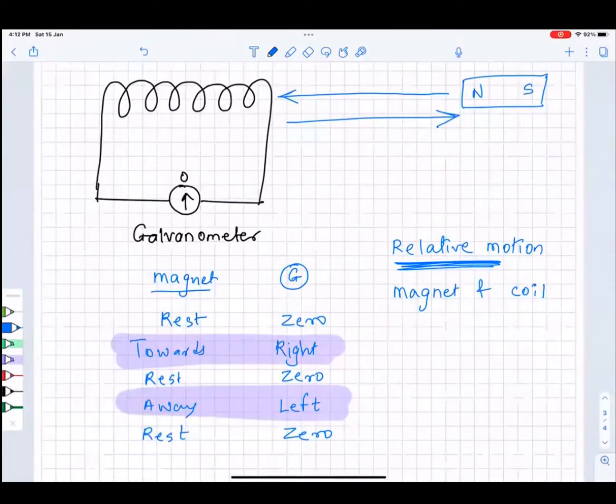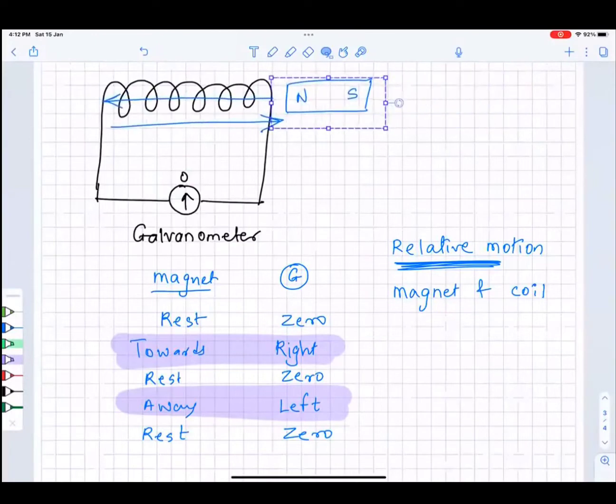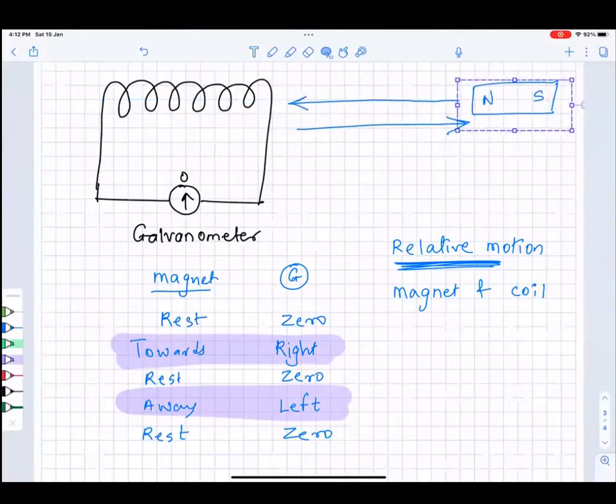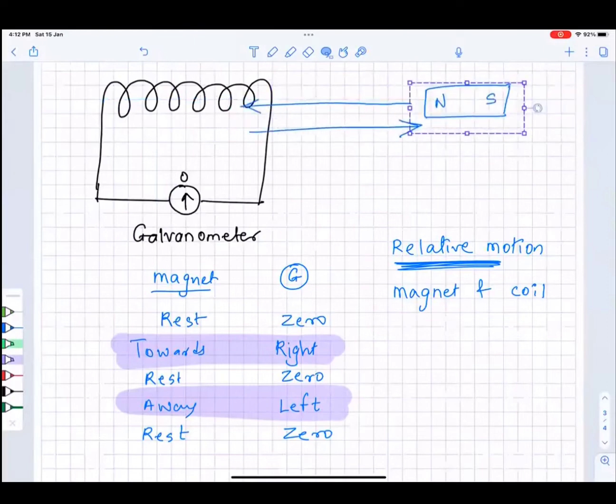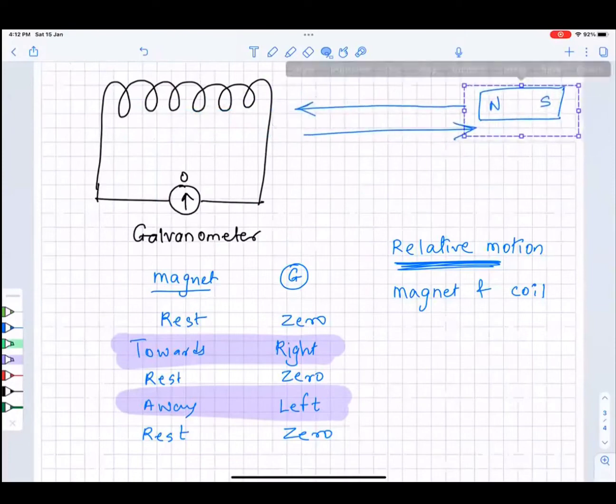So you need what? Relative motion. Now see, when I say relative motion, look what it means. I have two options over here. One is I can move the magnet closer to the coil, or I can move the magnet away from the coil. Isn't it? So is there a relative motion? Do you see any relative motion between them? Yes, there is, right? The distance increases and decreases.